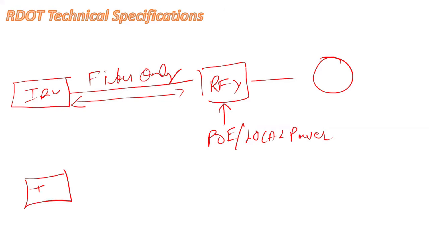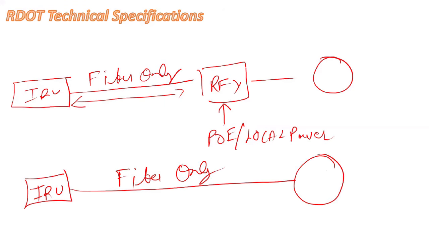Same thing if you are not using RFX. So fiber only. And here for this particular R dot, you can use local power, right? So these are all the options available in case of Ericsson, right? So this is why I love Ericsson R dot the most, because they have given all the options to the customer. This is all about Ericsson R dot and all of these details are available on the websites I have shown to you. So please go through all those links for more information on R dot.